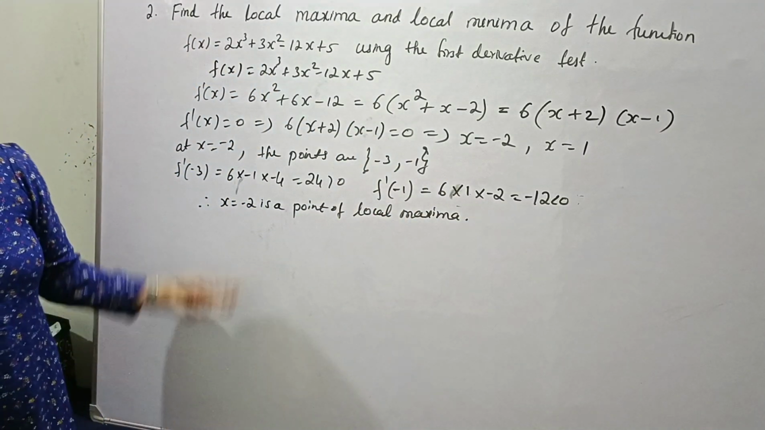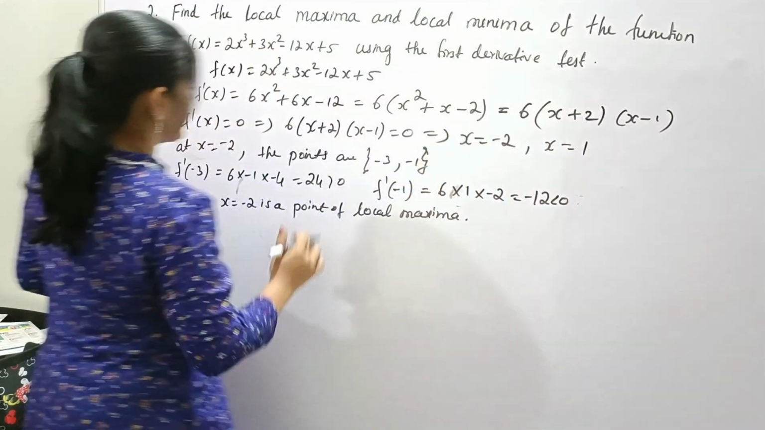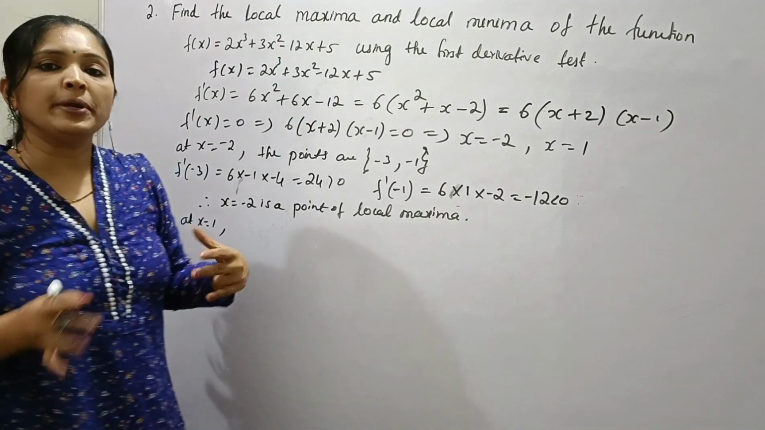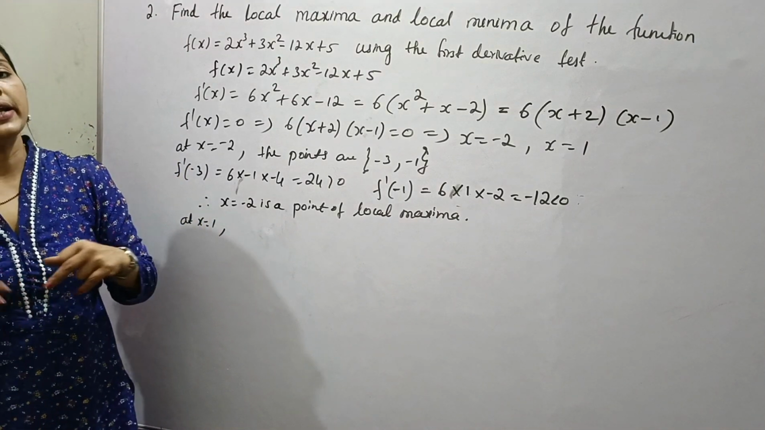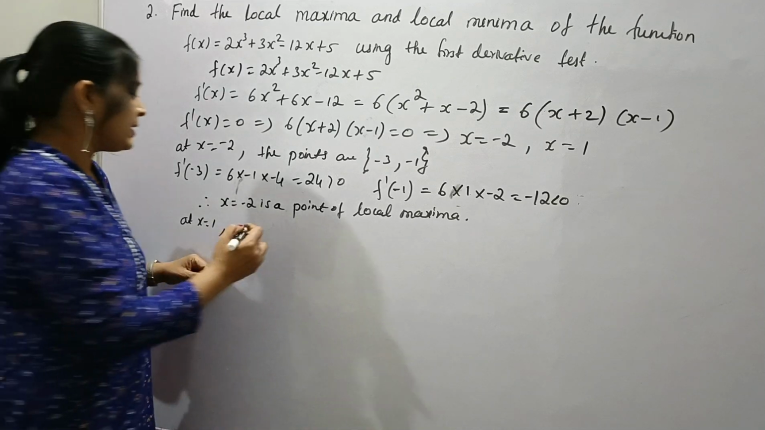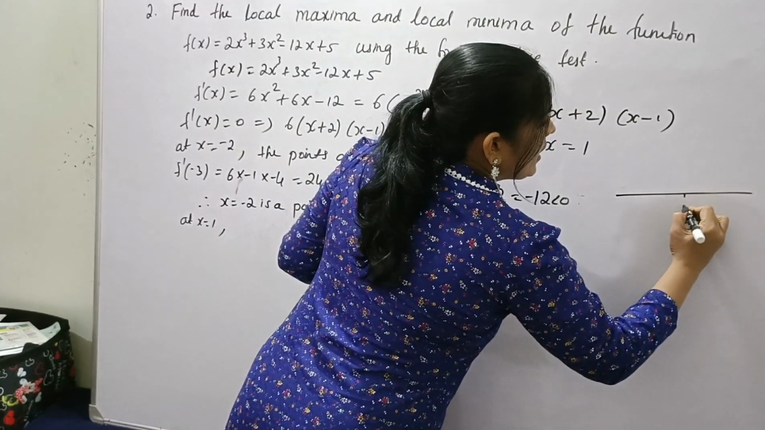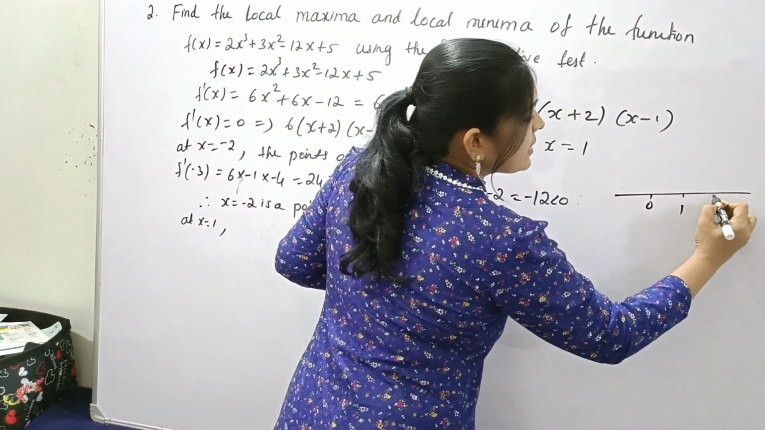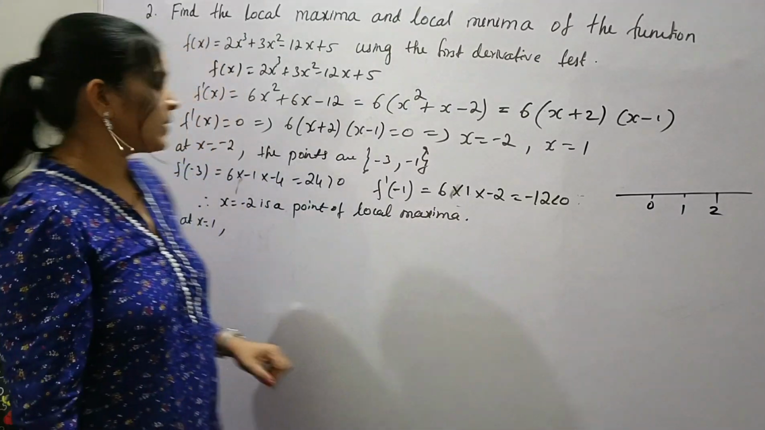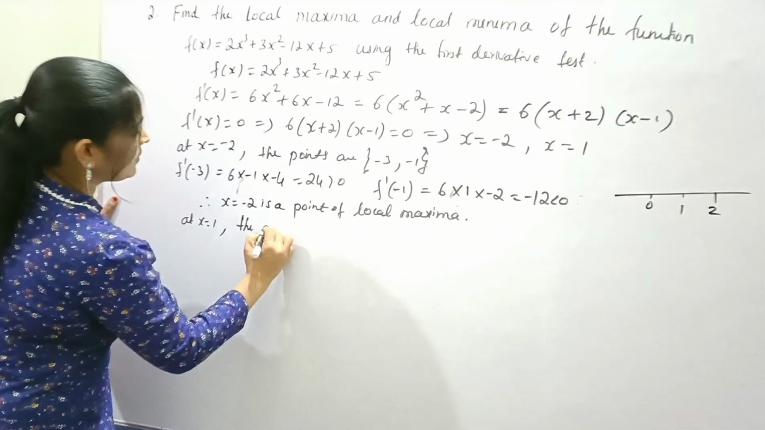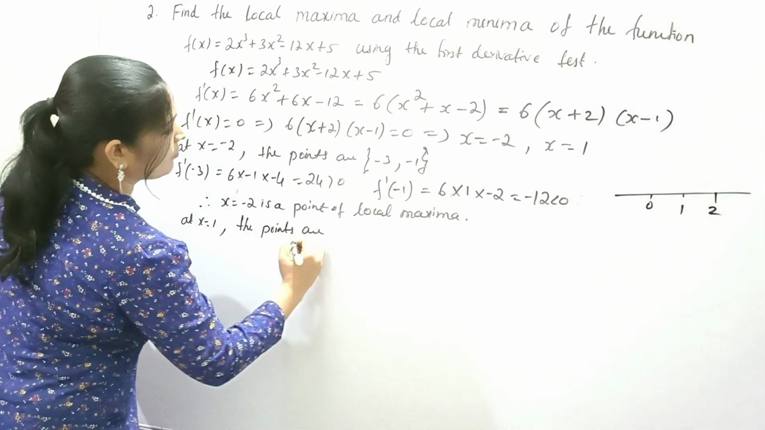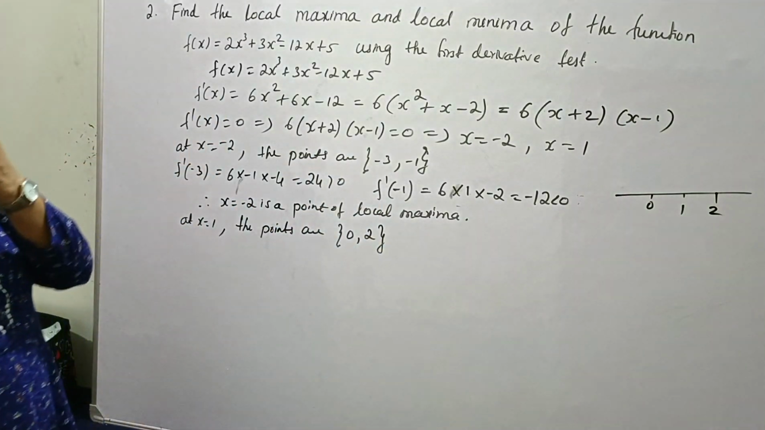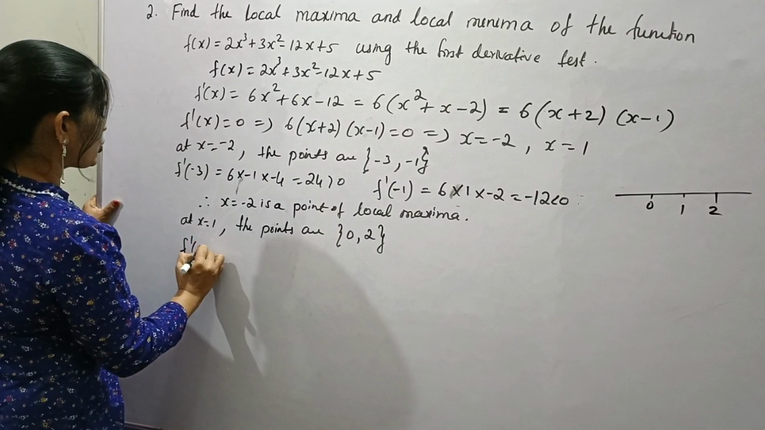Then next let's consider the point x is equal to 1. At x is equal to 1, let's take the immediate neighborhood of 1, that is less than 1 and greater than 1, left of 1 and right of 1 on the number line. If it is 1, then we are taking integers: left of 1 is 0 and right of 1 is 2. So here the points are 0 and 2.